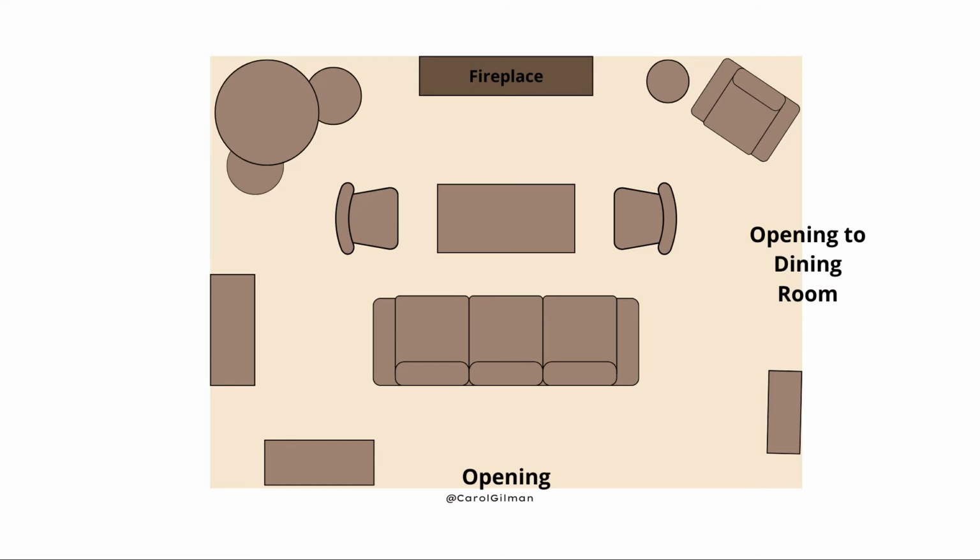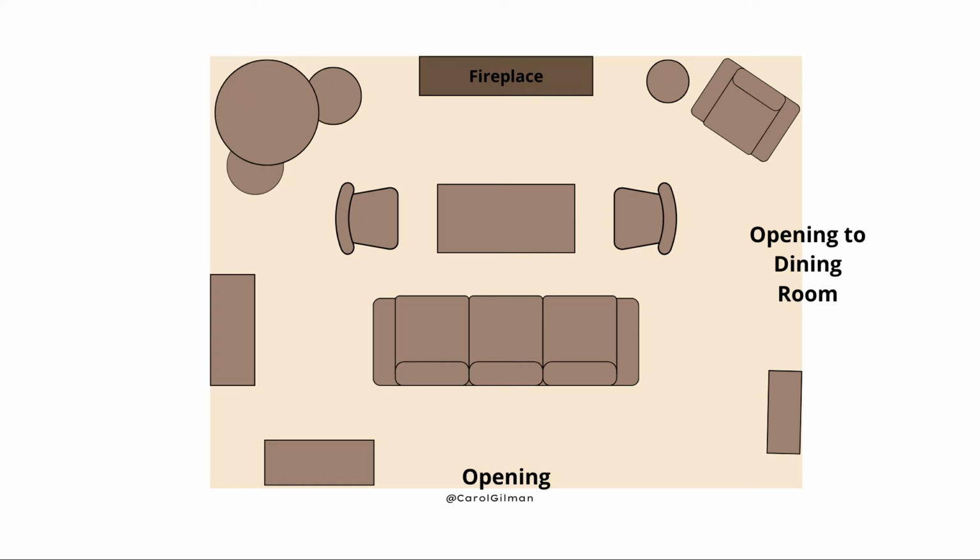So one suggestion that I would have for this room would be to move that sofa parallel to the fireplace. The fireplace is kind of the focal area of this room, and it makes sense to kind of have that sofa parallel and centered on that fireplace. And then finish out that seating area by placing those chairs on either side.